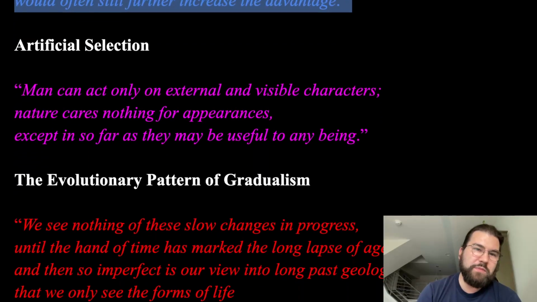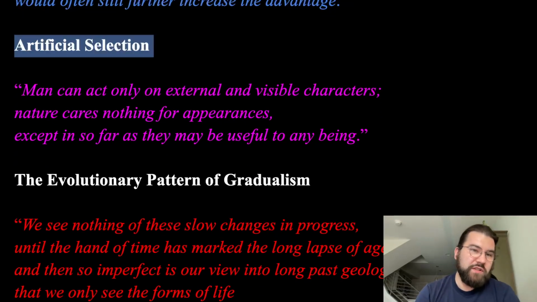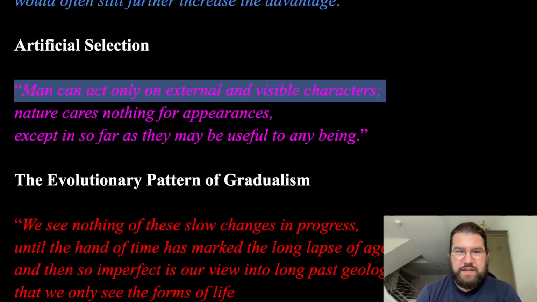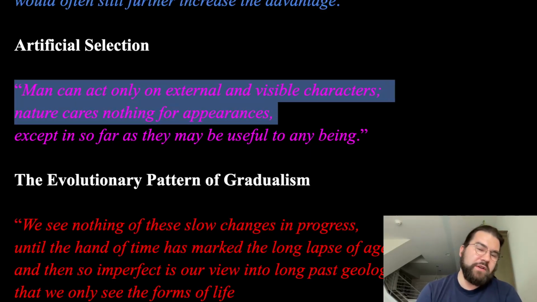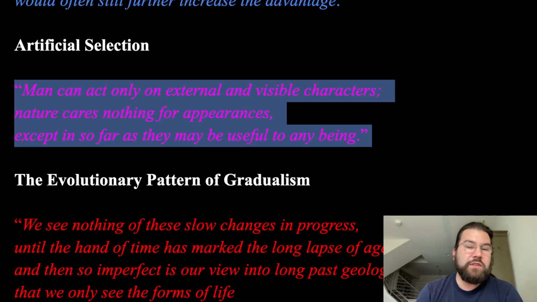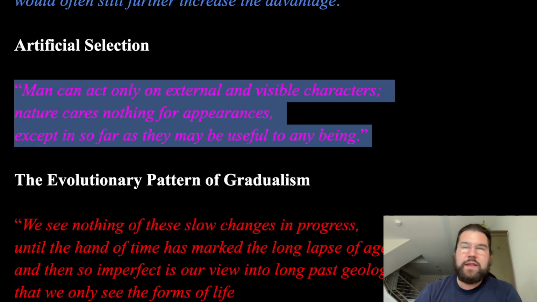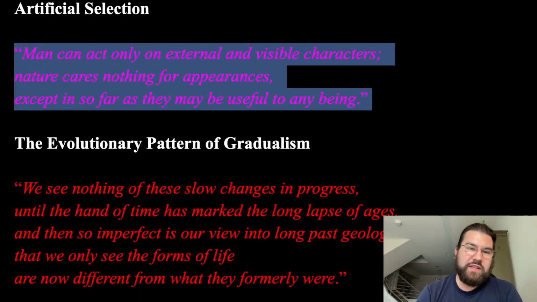Then he also brings up the human influence here. He calls that artificial selection. So men can act only on external and visible characters. Nature cares nothing for appearances, except insofar as they may be useful to any being. So here he's saying, yes, we can domesticate, we can breed dogs, cats, cows, right? But we're usually selecting what they look like. Nature doesn't care about what it looks like as long as it's useful for survival, right? So that's where the difference between natural and artificial selection comes in.